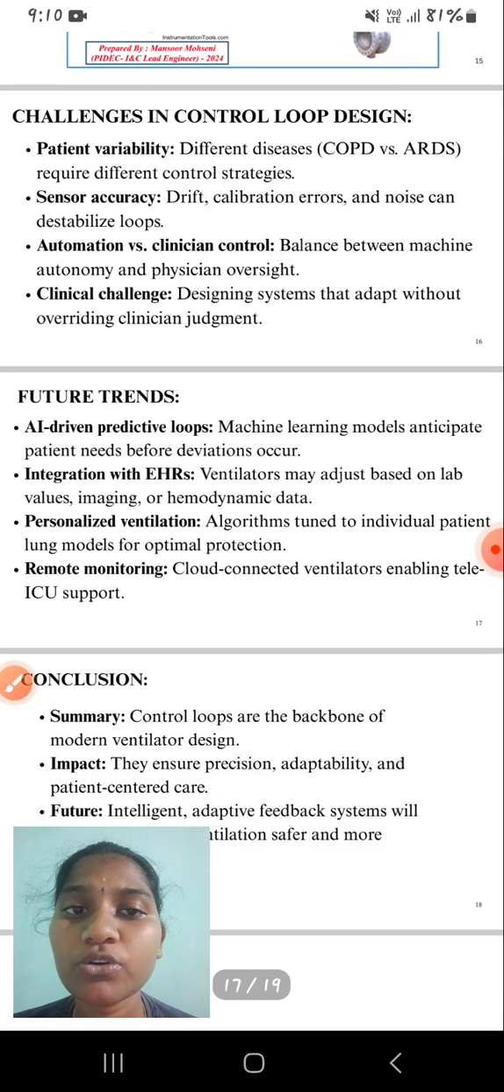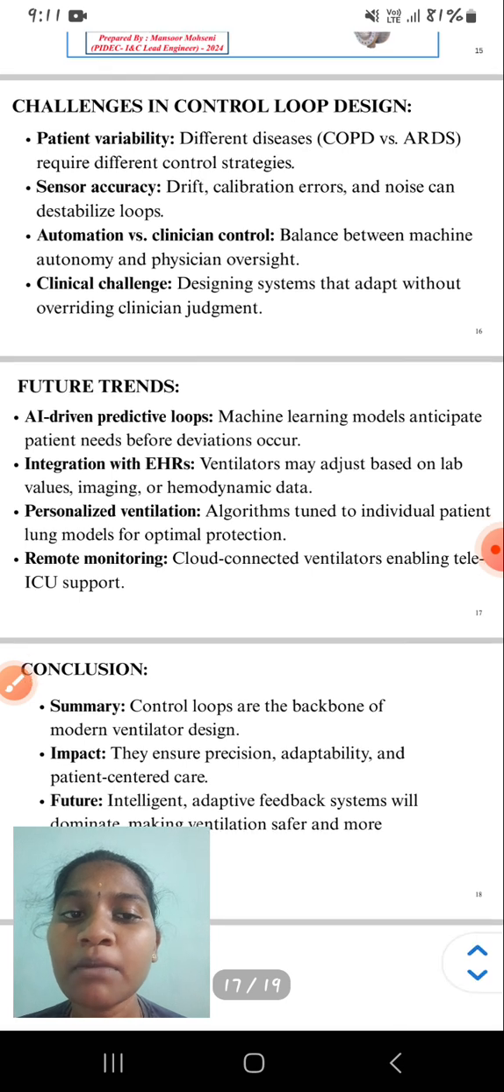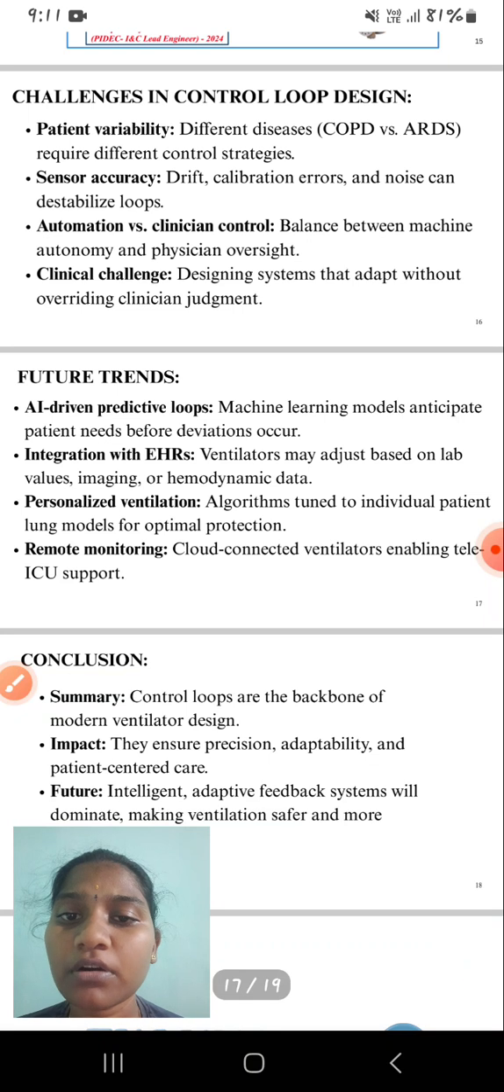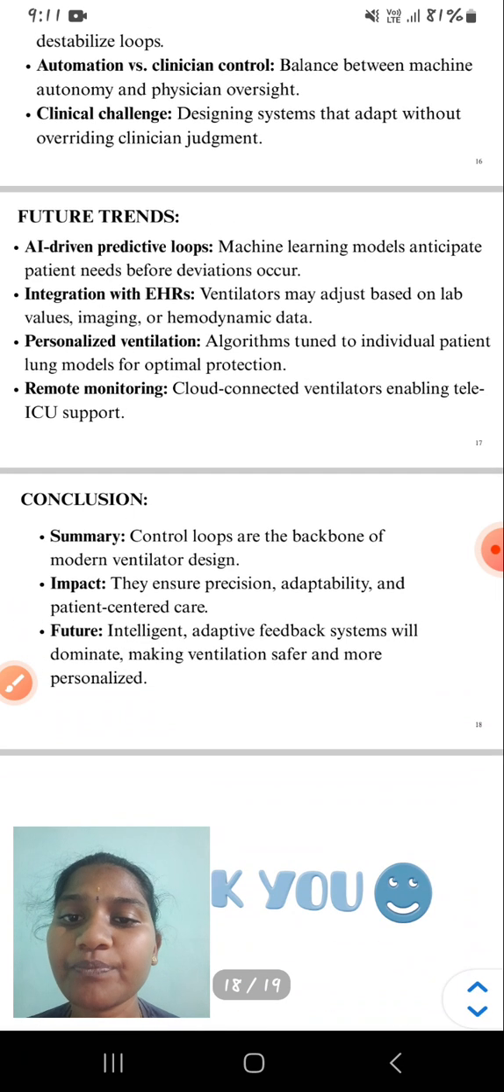Challenges in control loop design. Patient variability: different diseases, COPD and ARDS, require different control strategies. Sensor accuracy: drift, calibration error, and noise can destabilize the loop. Automation with clinician control: balance between machine autonomy and physician oversight. The challenge is designing systems that adapt without overriding clinician judgment.